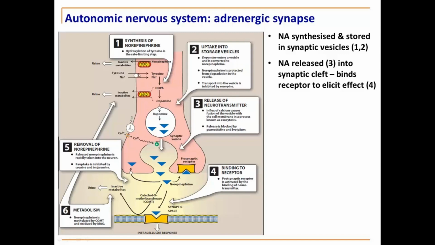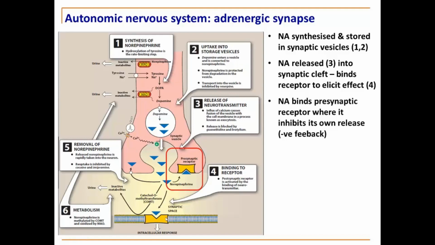Noradrenaline, on appropriate signal, so an action potential coming down, is released into the synaptic cleft, the little area between the presynaptic neuron and the postsynaptic neuron, and it binds its receptor to elicit an effect. So it's stimulating the postsynaptic neuron to have its effect.